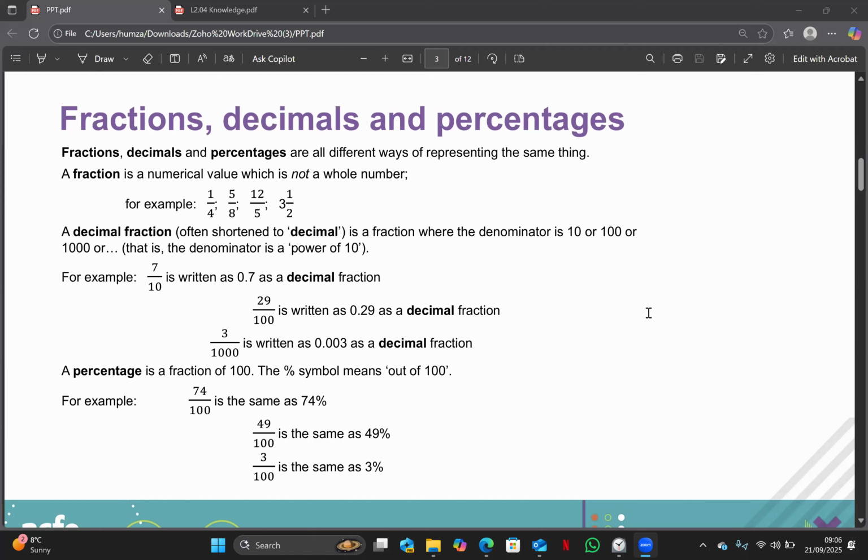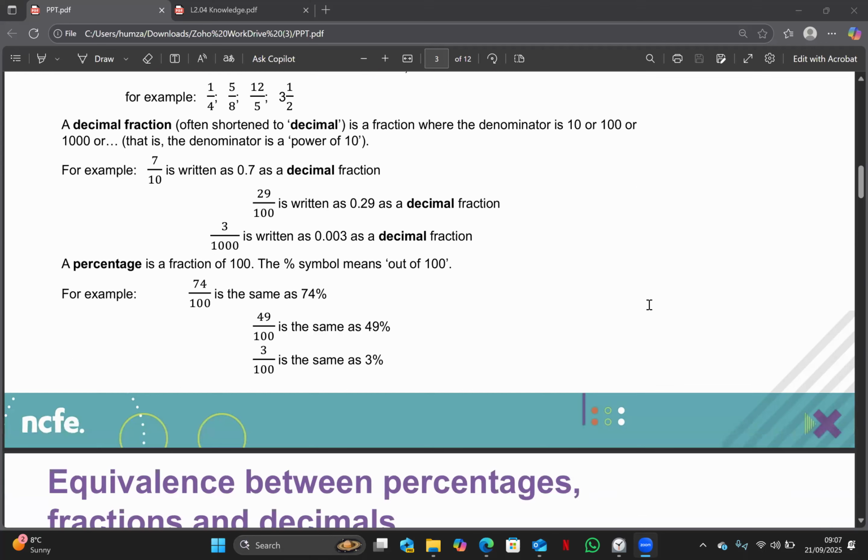For example, 7/10 is written as 0.7 as a decimal fraction. 29/100 is written as 0.29 as a decimal fraction. 3/1,000 is written as 0.003 as a decimal fraction.